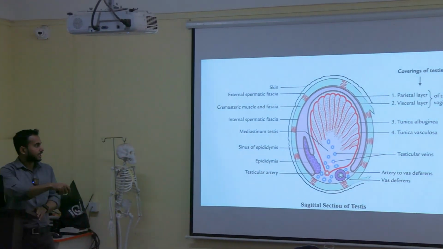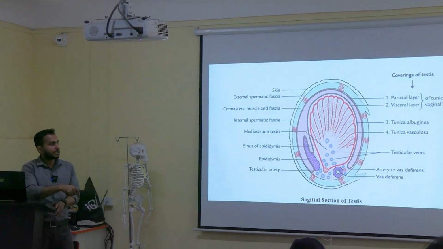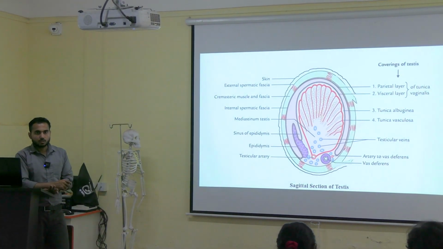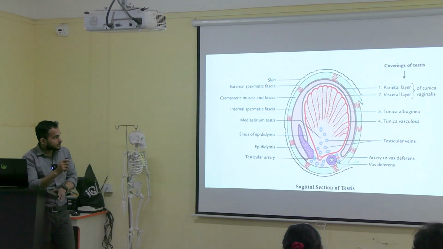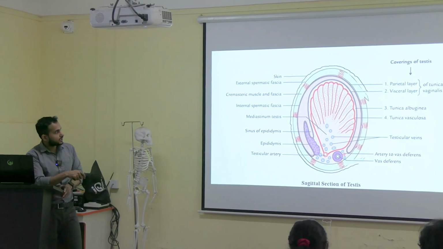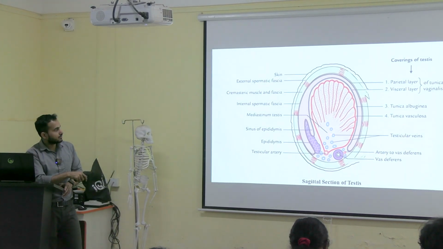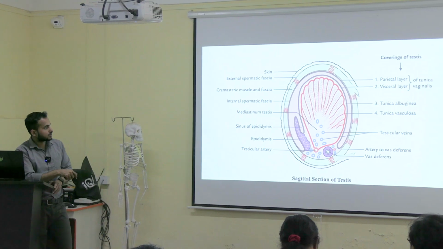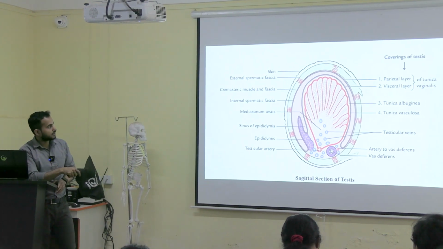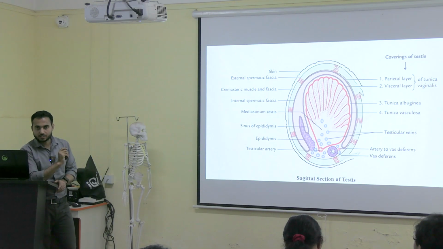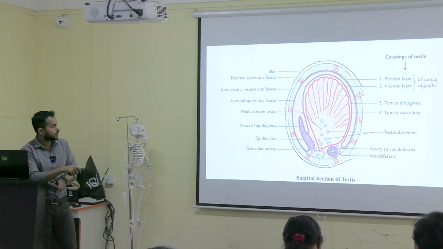For that internal structure, I have shown you this diagram. In this diagram, you can see the internal structure of the testis. First, you have to focus on the mediastinum testis. This particular area is called the mediastinum testis. From the mediastinum testis, you can see the incomplete septa extending into the substance of the testis and dividing it into small lobules. You can see these are the lobules.